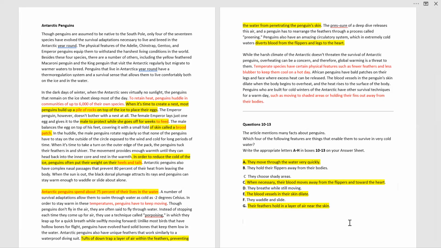So these are the four features which enable them to survive in very cold water. They move through the water quickly, right? And then when necessary, blood moves away from the flippers and legs toward the heart, right? The blood vessels in their skin dilate, right? And then their feathers hold in a layer of air near the skin.